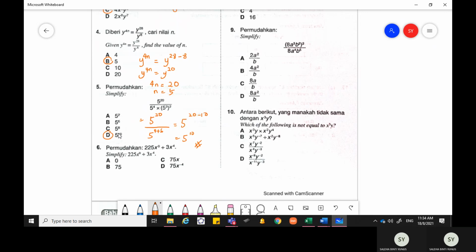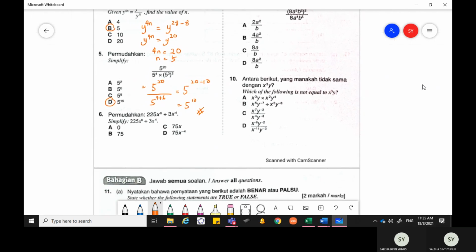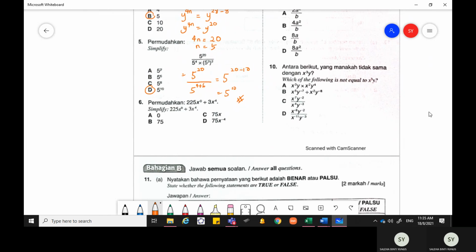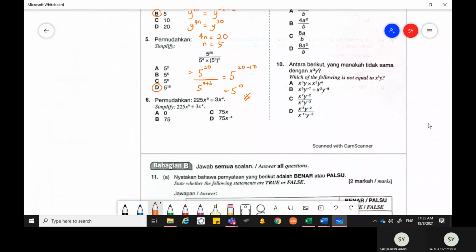Okay, next question number 6. So you have 25x to the power of n divide 3x to the power of 4. Okay, sorry, x to the power of 0. So kita ada 25x to the power of 0 divide 3x to the power of 4. Kalau awak nak tukar x to the power of 0 equals to 1 pun boleh, ataupun nak biar dulu pun boleh. So anything to the power of 0 except 0 to the power of 0 equals to 1.